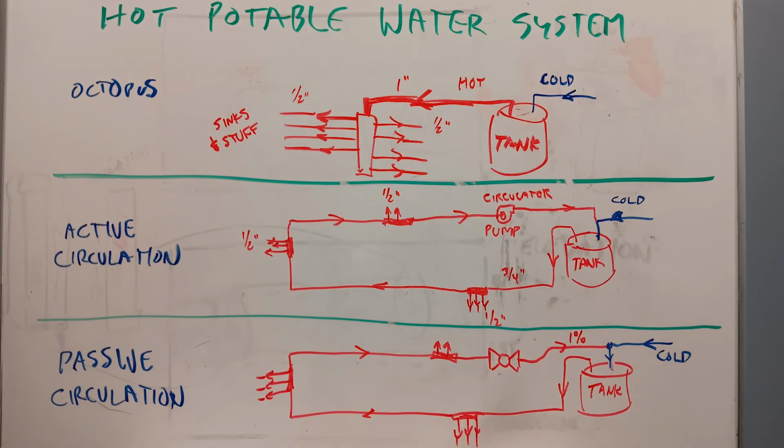This video is about passive circulation for hot potable water. A hot water circulation system cycles hot water around your house to minimize long wait times for hot water to get to sinks, showers, and other places where hot water is used. Hot water circulation is more commonly used with a circulation pump to actively move hot water around a loop, but I'll briefly explain the passive system and how it works and its comparative benefits.